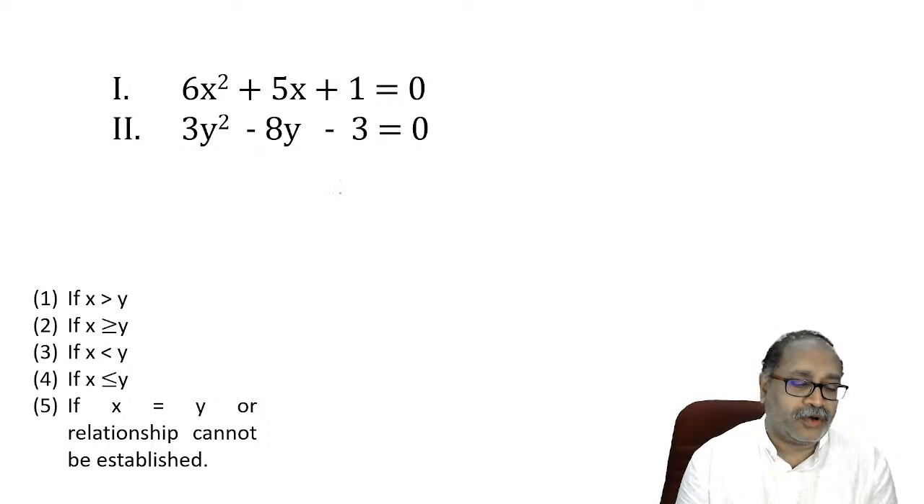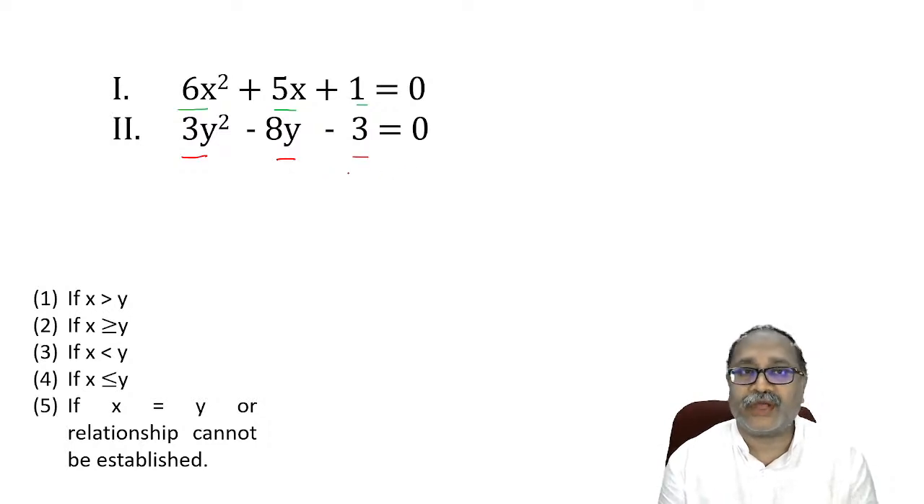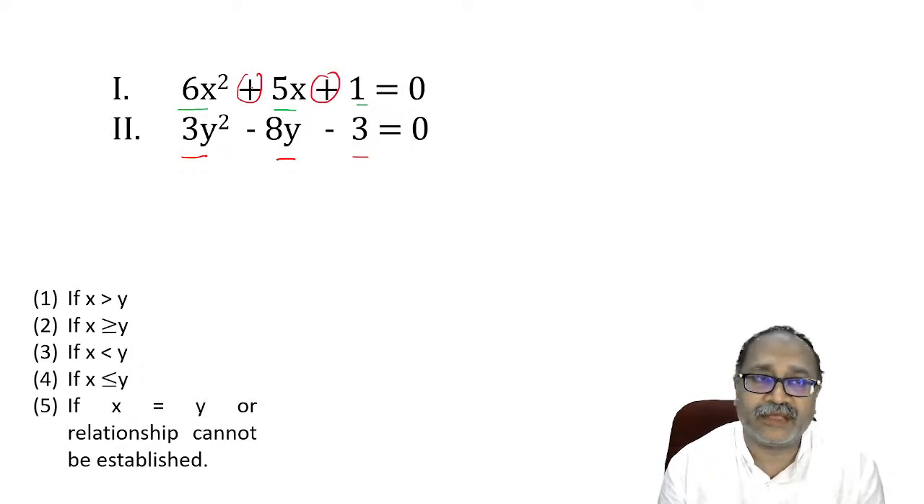Okay. Now, look at this part. The second question: 6x square plus 5x plus 1 is equal to 0, and 3y square minus 8y minus 3 is equal to 0. Okay. So, what are we going to do here? First thing is sign arrangement. Very first thing is sign arrangement. The plus will become minus.